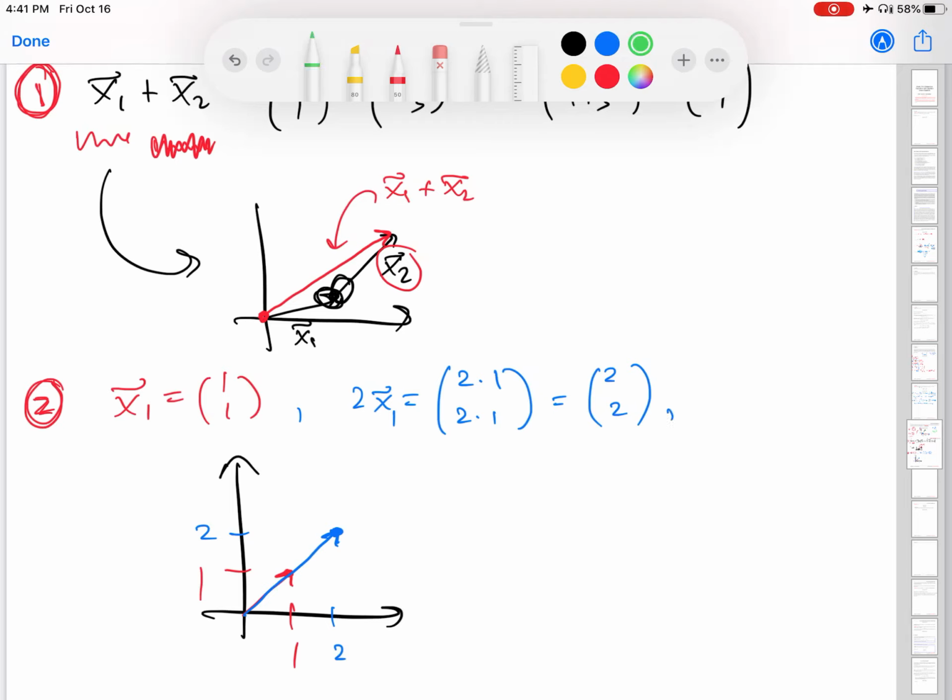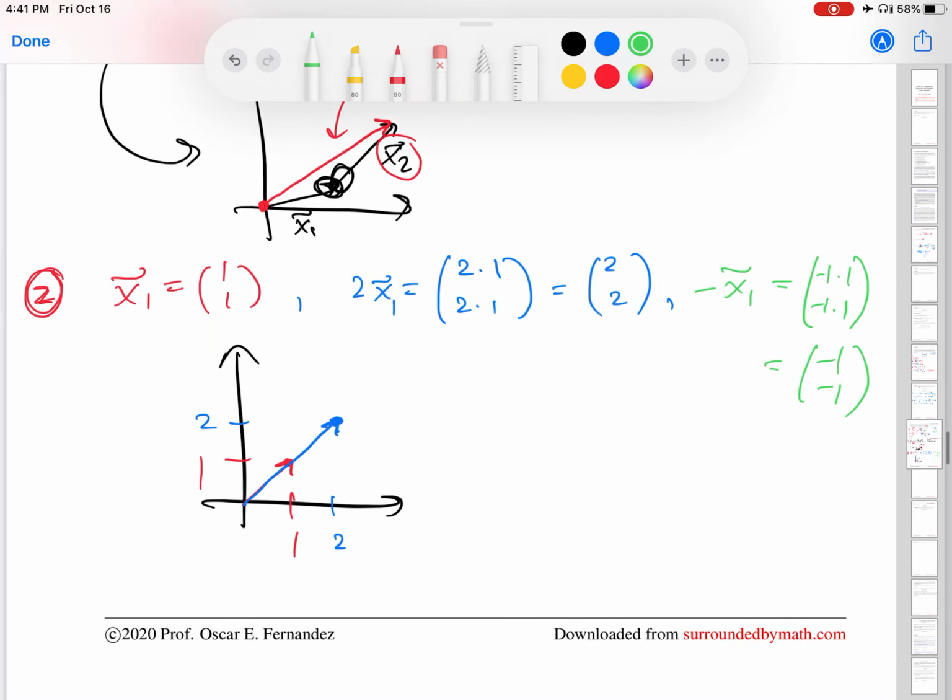Let me do one more calculation. What if I did minus x1? This is very closely related to what we did earlier in this example. I multiply -1 times every component of the vector: -1 times 1, -1 times 1, and I get -1, -1. So that means that I go to the left 1 unit, and I also go down 1 unit.